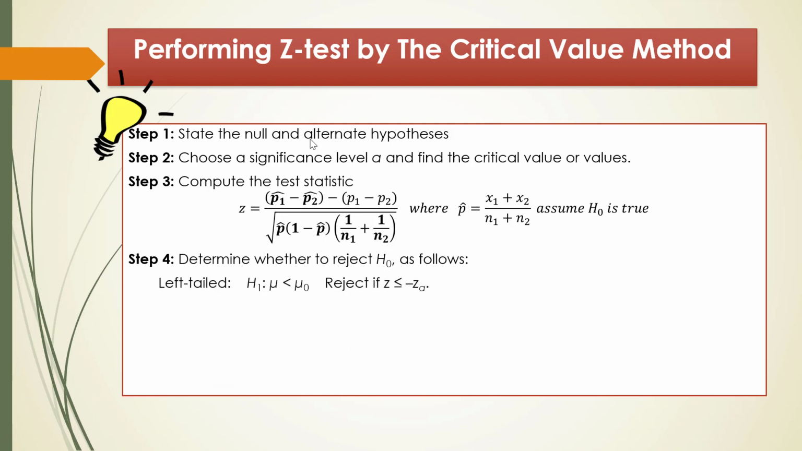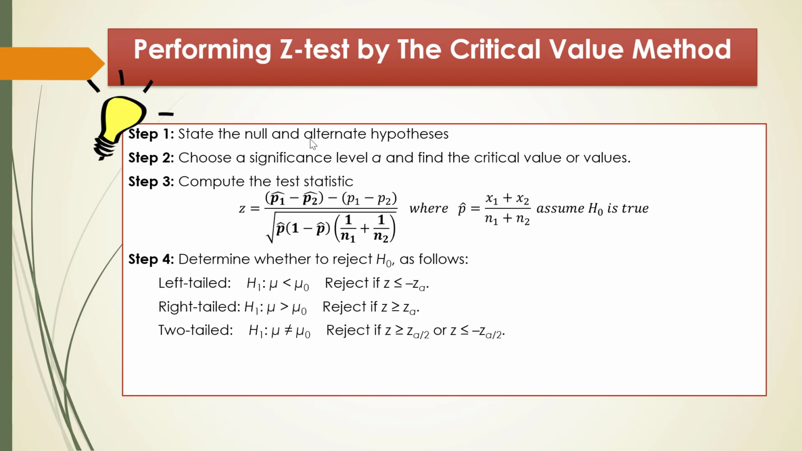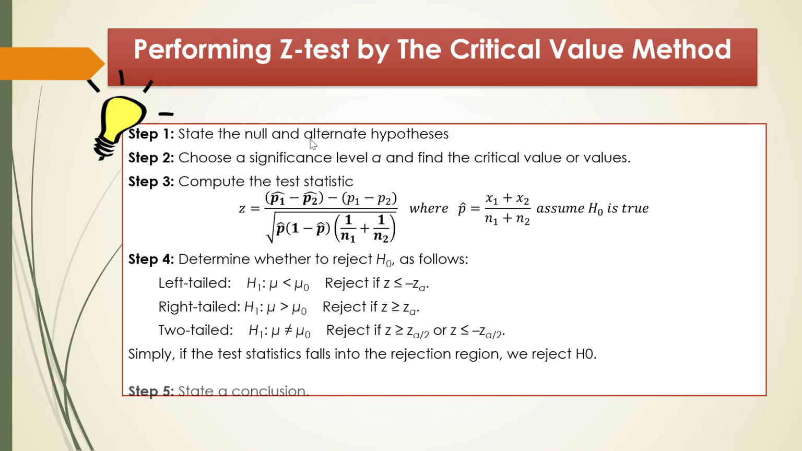If it's a left tail, z should be less than or equal to minus z alpha to reject the null hypothesis. For the right tail, we reject the null hypothesis if z is greater than or equal to z alpha. And for the two-tailed test, we reject the null hypothesis if z is greater than or equal to z alpha over 2 or z is less than or equal to minus z alpha over 2. Simply, if the test statistic falls into the rejection region or the critical region, we reject the null hypothesis. And the last step, we state the conclusion.